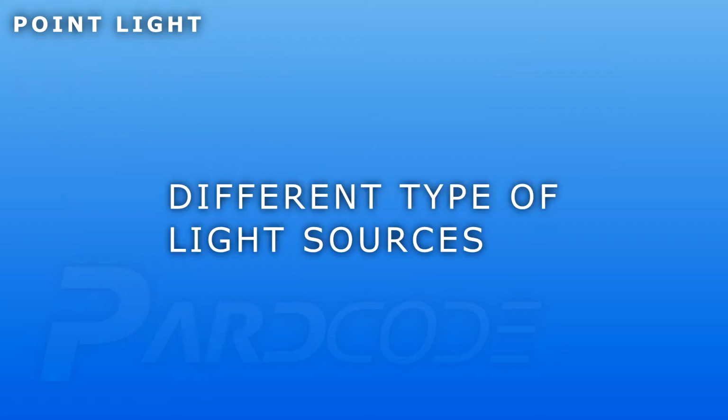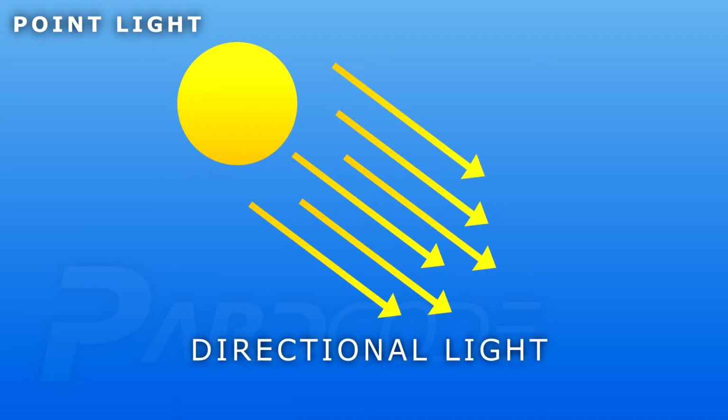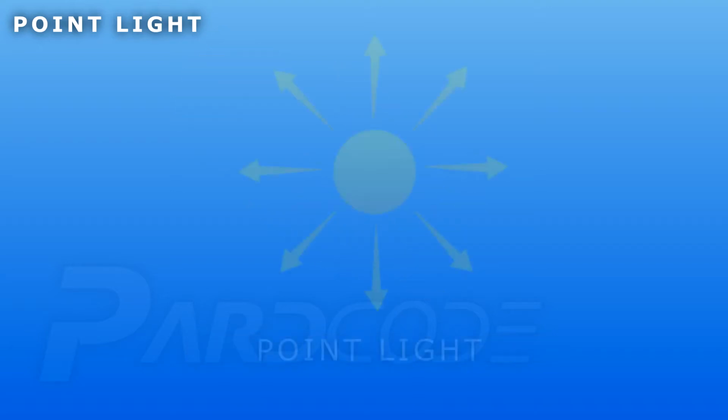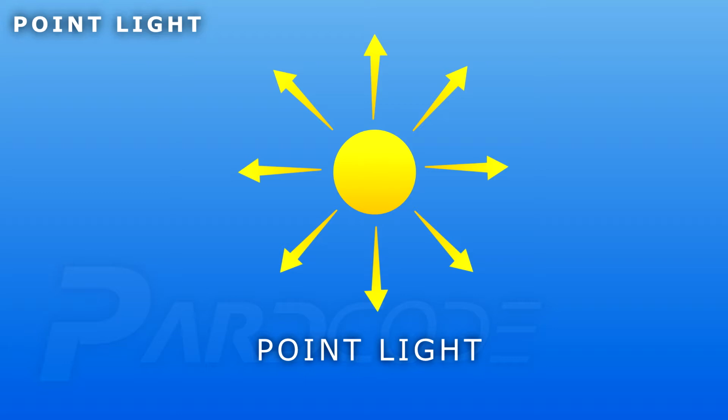Depending on the way in which the radiations are emitted, we have different types of light sources. We have already seen the directional light, where the light radiations are emitted in one single direction. And then we have the type of light source we will face today, the point light, where instead the radiations are emitted radially in every direction. For this fact, this type of light is commonly represented as a sphere.